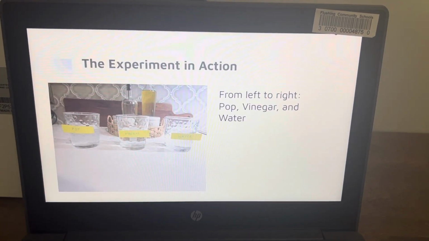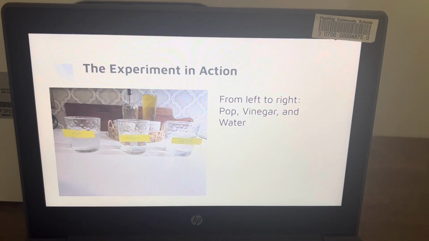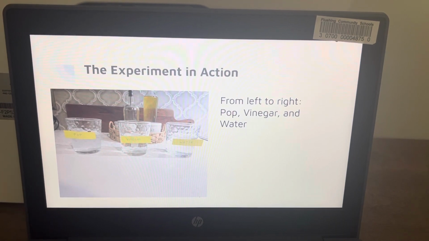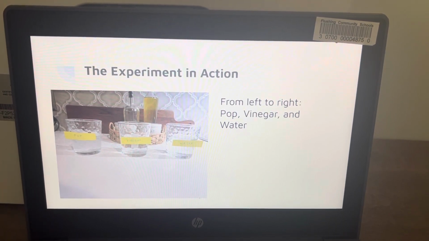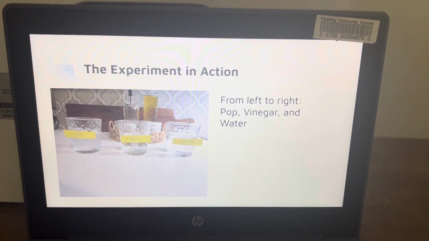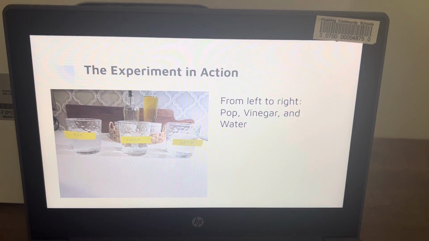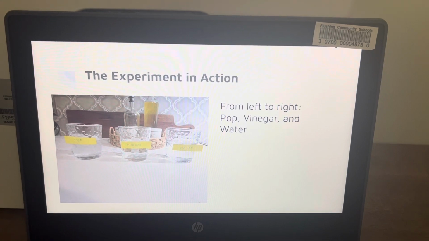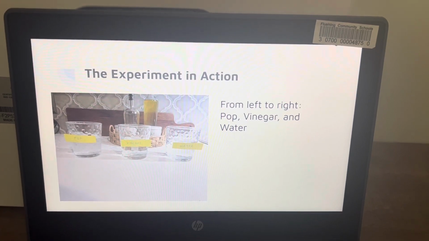So this is the experiment in action. This is when I had first placed the liquids into the cup. So from left to right, I have the pop, the vinegar, and the water. This was when I had first placed it, so they are still a little bit cold. The vinegar was probably at room temperature, and so was the water. But as you can see, the pop was still cold, so I waited several hours to let those all reach room temperature before conducting the experiment.